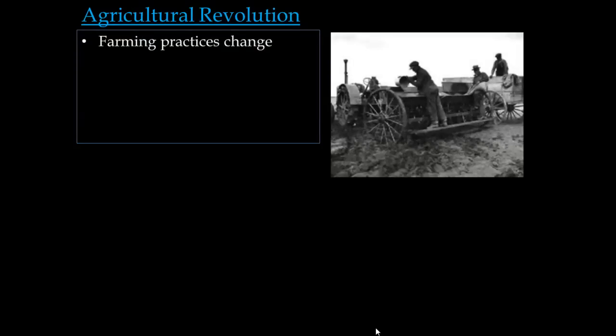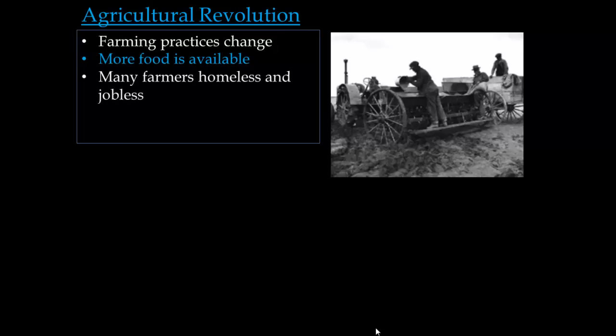So let's get started. We kind of talked about this last time, but I'm going to revisit it, and that was the agricultural revolution. What happens is farming practices change. Last time we talked about the seed drill invented by Jethro Tull. You kind of see a later version of that here. And what this means is more food is going to become available. And as I said last time, this also puts many farmers out of their jobs and their homes.